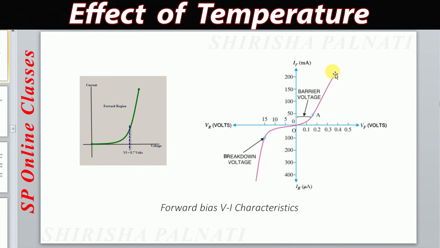And next, this is the curve of I equal to I naught (e power V by eta Vt minus 1). So this curve is the output of the diode, which indicates the current I.